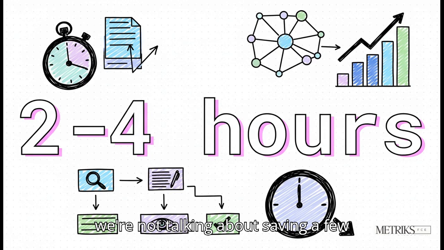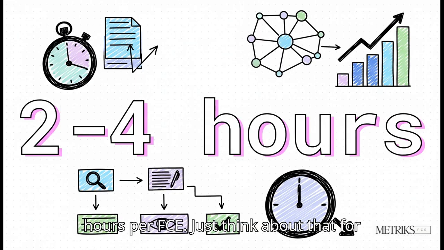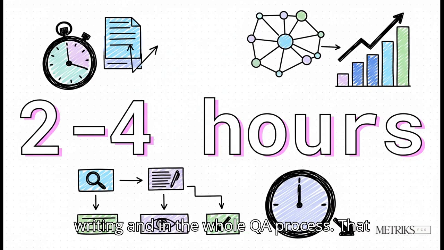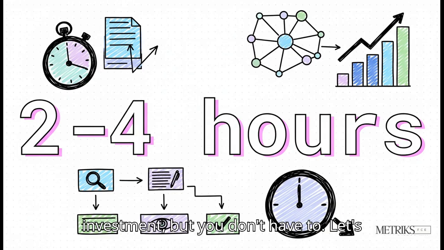And look, we're not talking about saving a few minutes here and there. Our partners, including large national networks, have reported time savings of 2 to 4 hours per FCE. Just think about that for a second. That's time saved across the board, in data collection, in report writing, and in the whole QA process. That is a massive, massive return on investment.